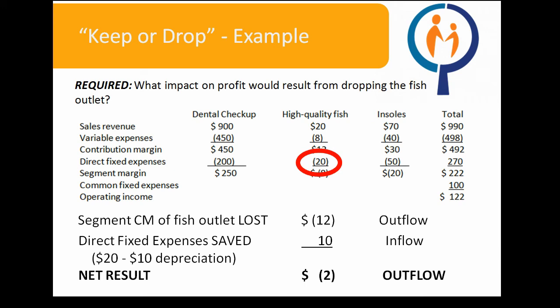A reminder that depreciation is a sunk cost that cannot be recovered by dropping a segment. It is therefore not relevant to this decision. This creates a net result of negative $2, or a $2 outflow. This means that we should keep the fish segment, even though it is producing a negative segment margin. Looks can certainly be deceiving.